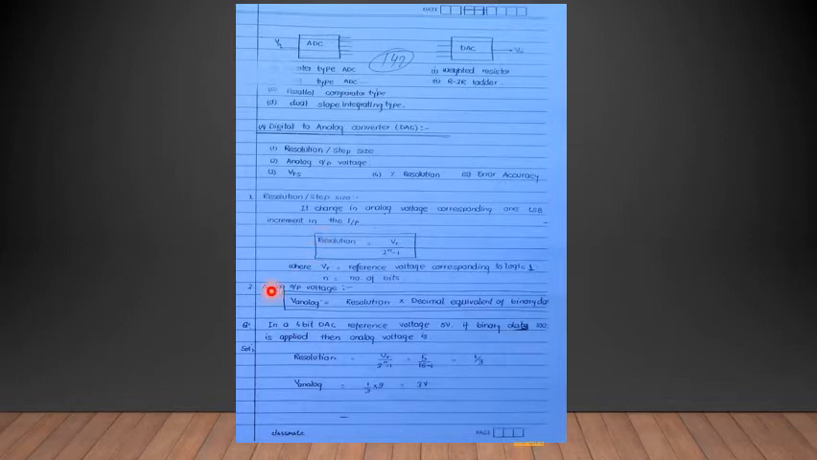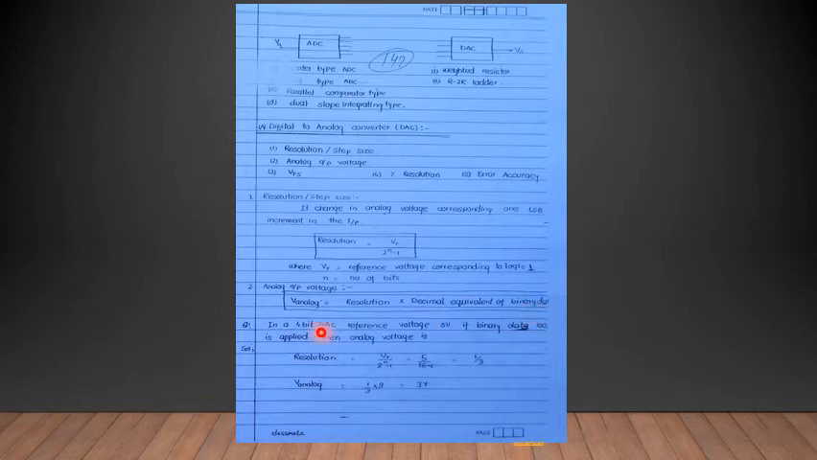Okay, then second one is analog output voltage. So what is the formula for analog output voltage? That is, analog voltage equals resolution into the decimal equivalent of binary data. So whatever may be the binary data, its decimal equivalent into the resolution gives the analog voltage.